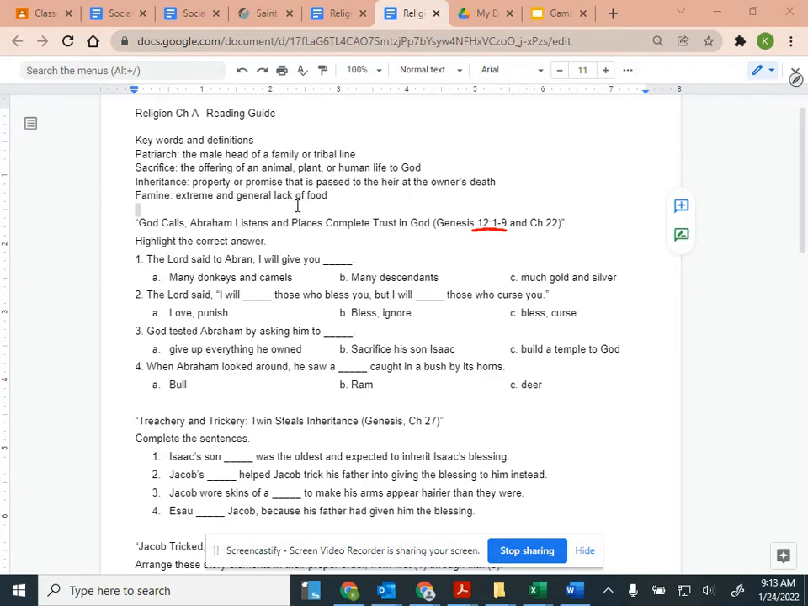So we're going to stop there and we're going to read chapter 22. So Genesis, still in Genesis, same book, but go to chapter 22. So page 50.